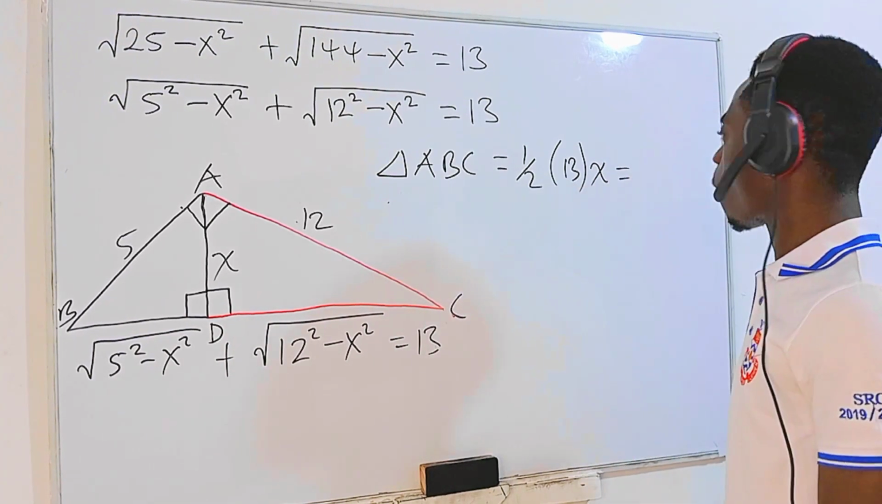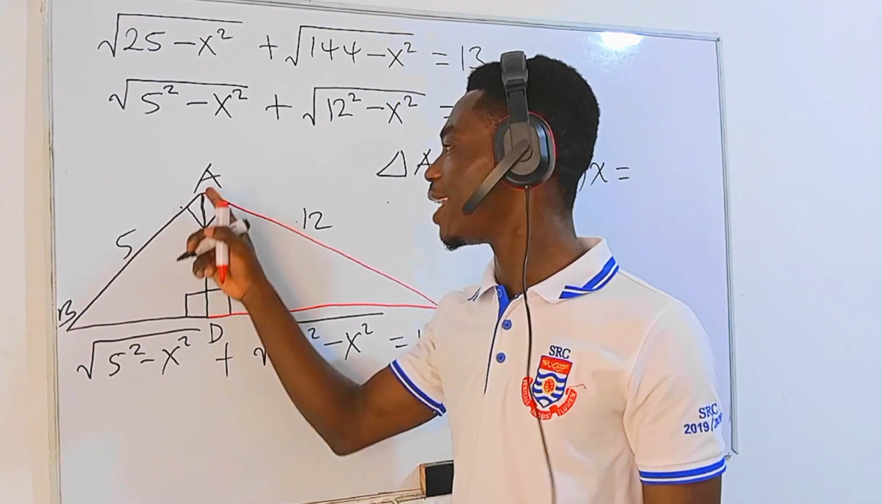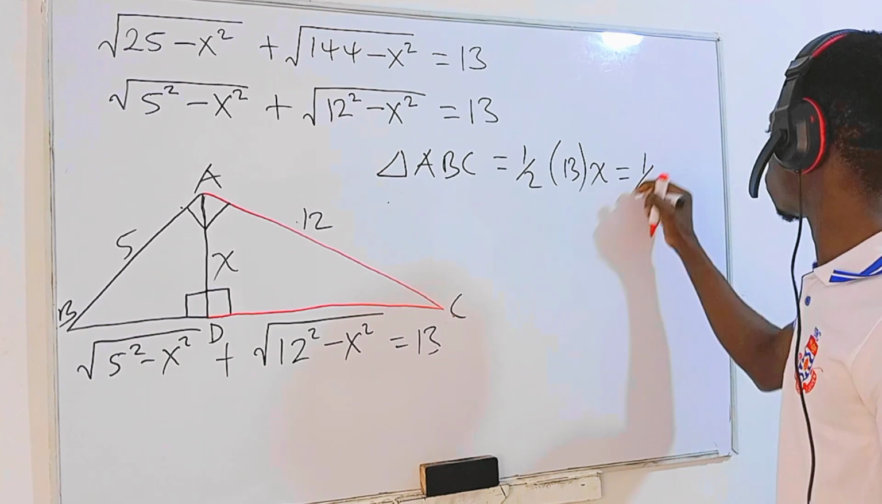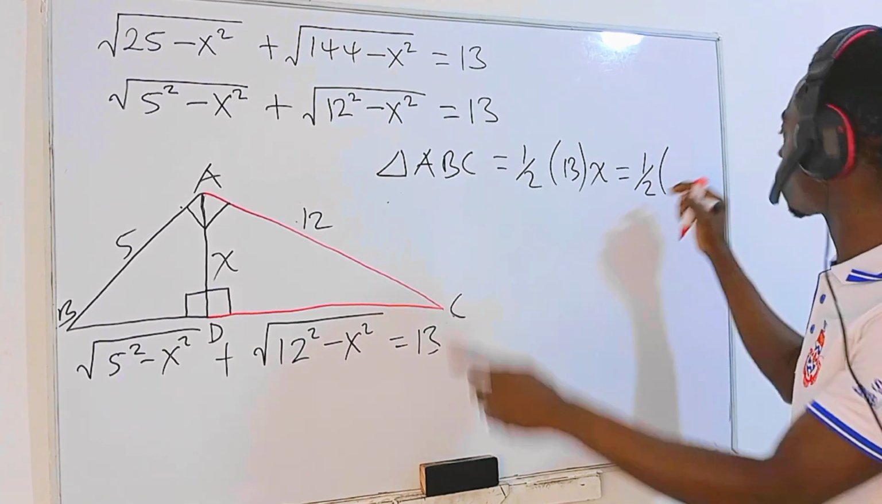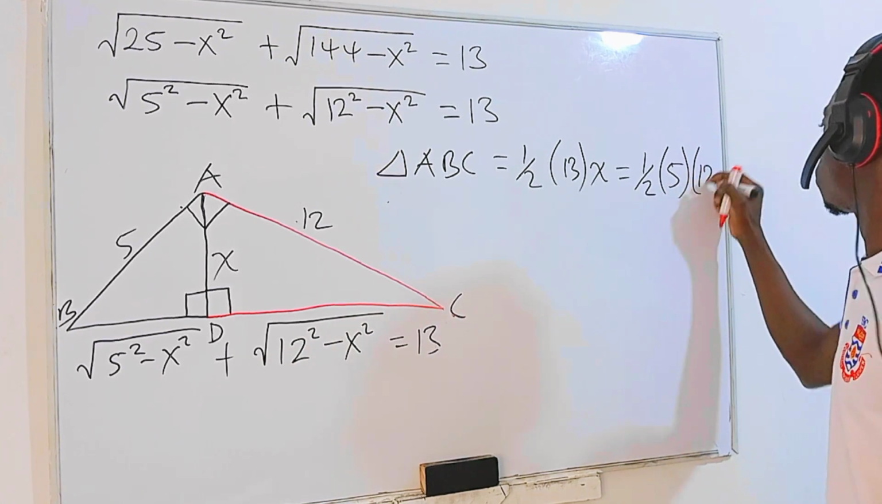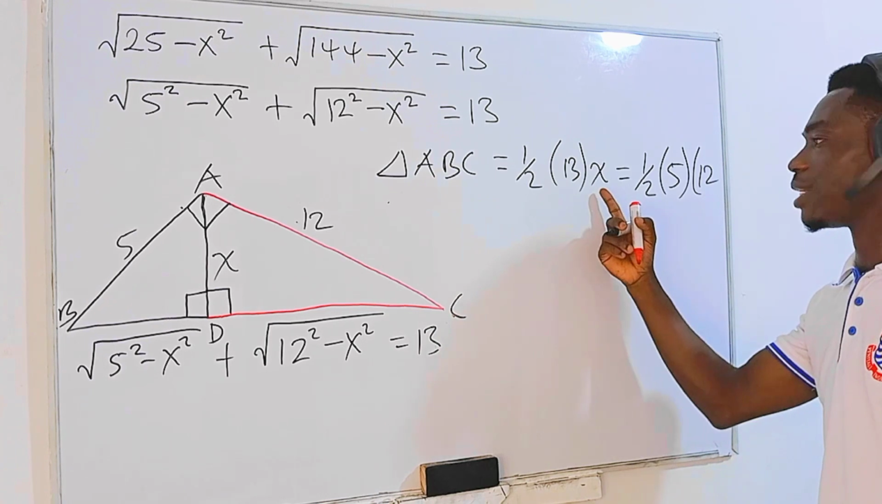And this will be equal to, of course, we can also consider AB to be the base and then AC to be the height. And if we do that, in fact, we are going to also have 1/2 times the base, which is 5, then times the height, which is now 12. And we have this equation. Obviously, we can find x.